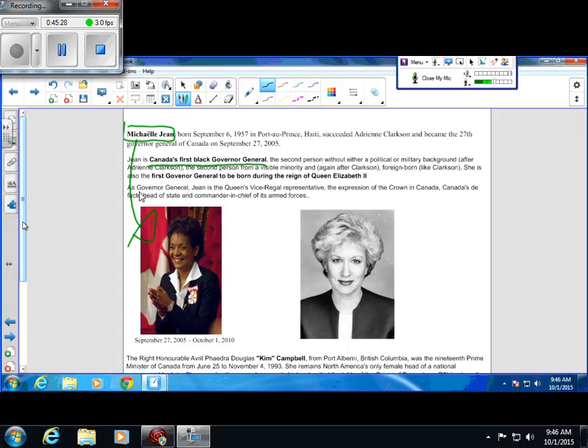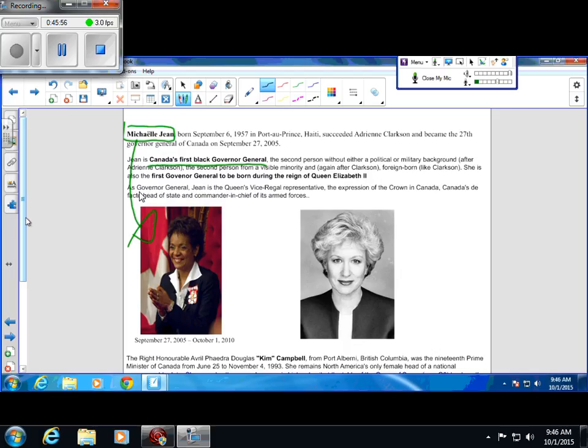Another key achievement was that she really emphasized issues in youth. She emphasized Aboriginal Canadians, military arts, and fought violence against women. Again, what made her famous is that she was the first black Governor General of Canada. Michaëlle Jean.